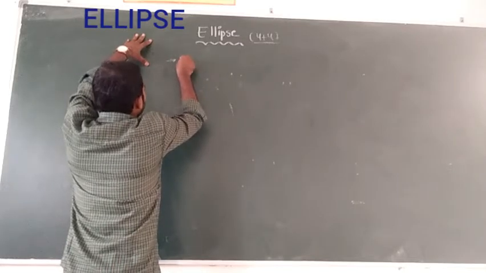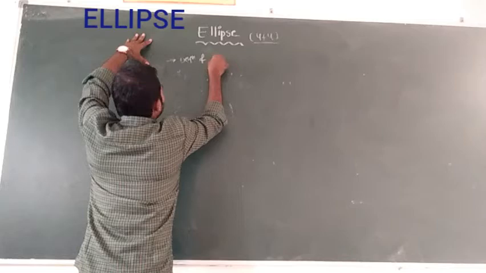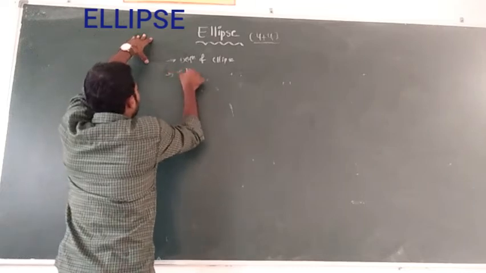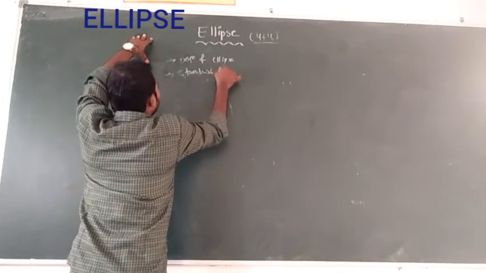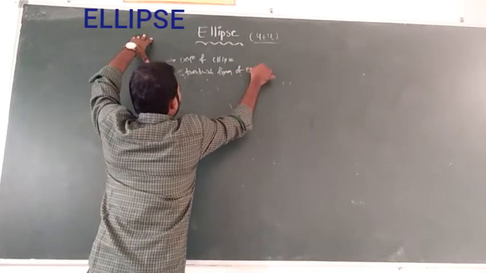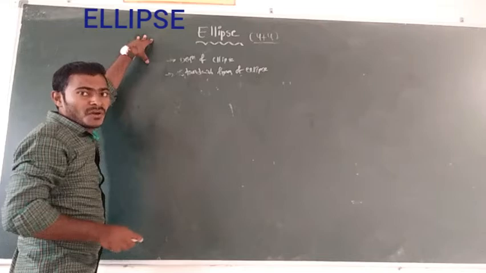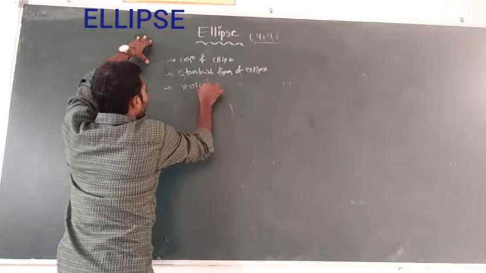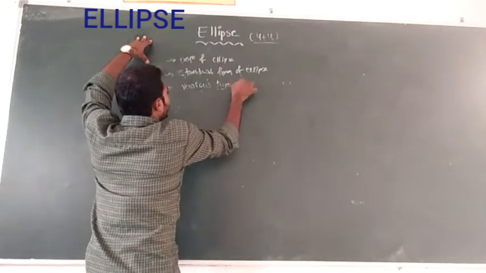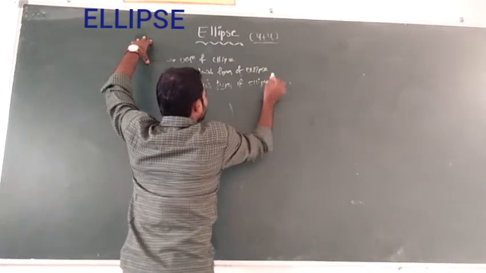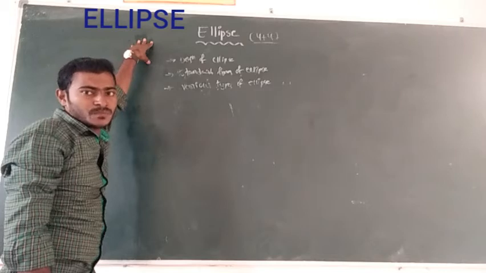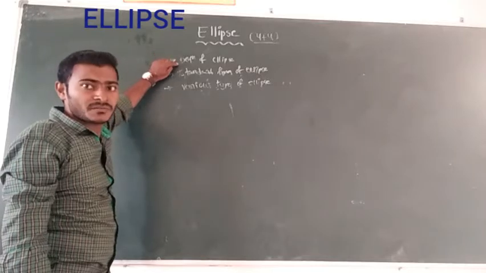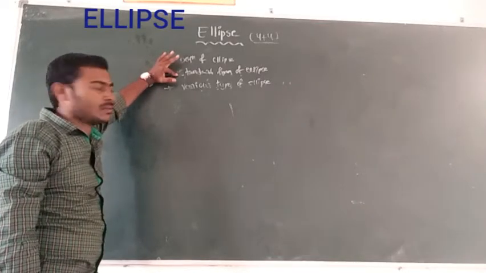Today we are going to discuss the definition of ellipse. What is the definition of ellipse? And the standard form of ellipse. And the third one is various types of ellipse. In today's class we discuss only the definition of ellipse and the standard form of ellipse.